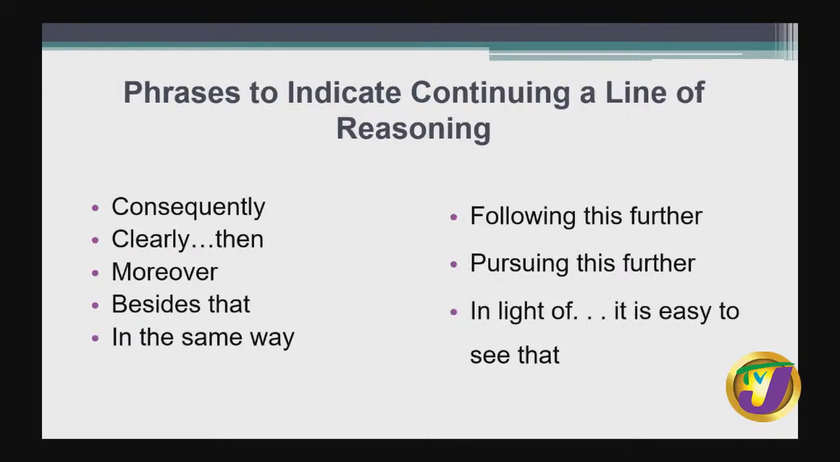So you can use consequently, clearly, ellipsis, and then. So you'd use clearly first, some words come in between, followed by then. Moreover, besides, in the same way, following this further, pursuing this further, in light of, it is easy to see that. So remember, the ellipsis means you would put some words in between those two expressions. So now let's look at some sentences that utilize any of these expressions.